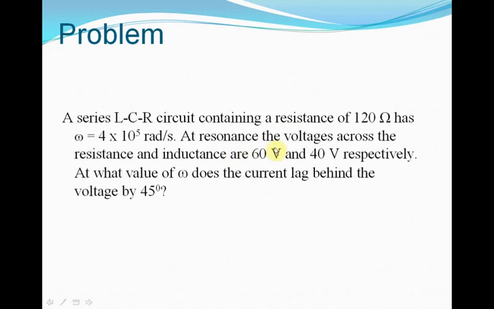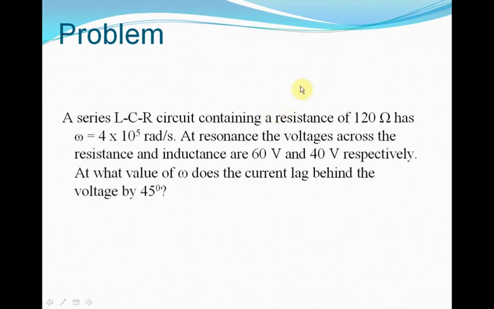10 raised to 5 radians per second. At resonance, the voltages across the resistance and the inductance are 60 volts and 40 volts respectively. At what value of omega does the current lag behind the voltage by 45 degrees?